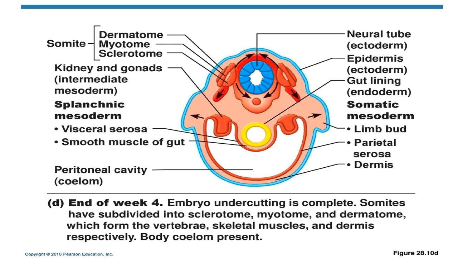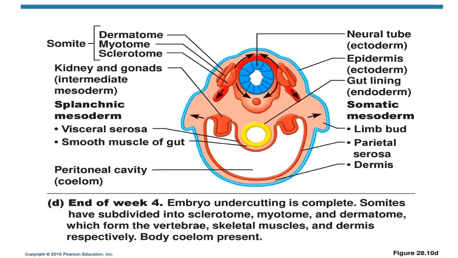So these somites are going to differentiate into 3 different structures. It's going to differentiate into the dermis of the embryo, it is going to give rise to the myotome of the embryo, and it is also going to give rise to the sclerotome of the embryo.